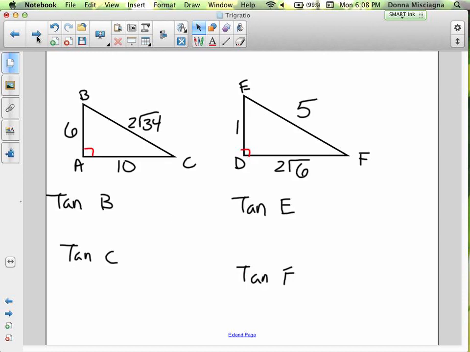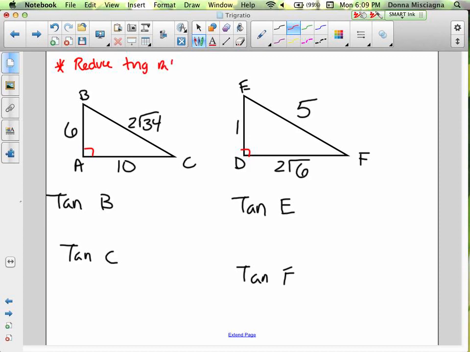I think I have one more problem here, right? And we're going to find the tangent ratios for 4 different angles, the 4 acute angles, because we never find any trig ratios for the right angle. Right? And we always reduce, and we always rationalize our denominators. So I believe this one's in your notes. So also make sure you reduce trig ratios and rationalize denominators.